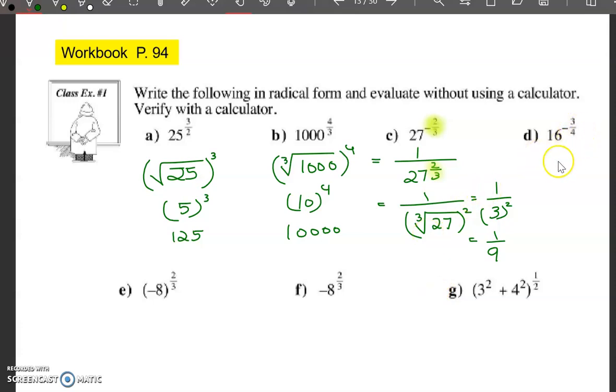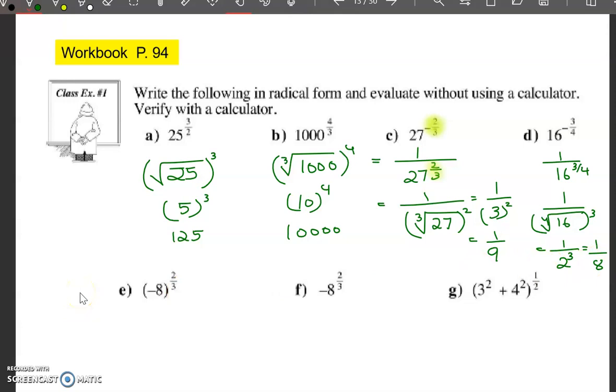Again, we're dealing with a negative in part D. So it will become 1 over 16 to the power of 3 over 4. Sorry, that kind of looks like a 9, but that's a 4. And then we do the same thing. 16 becomes a radicand, 4th root, and then to the power of 3. So that becomes 2 to the power of 3, which will become 1/8.